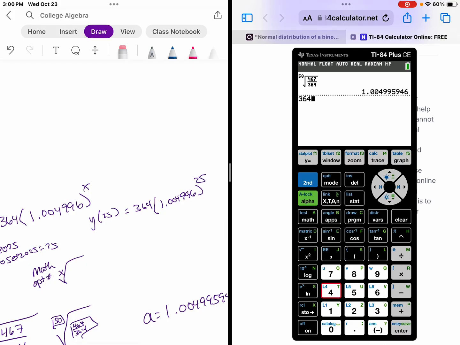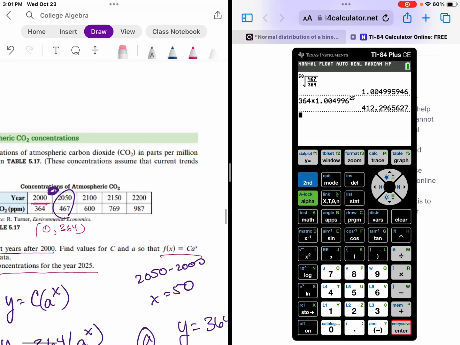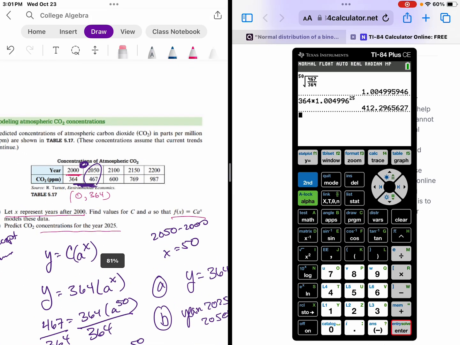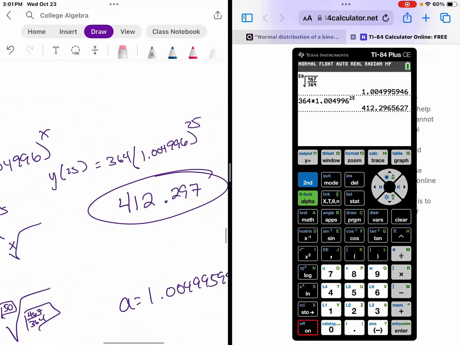364. I would go ahead and put the times symbol there, and then it's 1.004996. Raise it, which is above the division sign, to the 25th power. Enter. And that tells me that it's going to be 412.297. And as I look, is that answer reasonable? Yeah, that answer is reasonable because that's in between 364 and 467. It's not that far above it, so I didn't make any mistakes there and it didn't go below it. So 412, that's what the CO2 level is going to be.